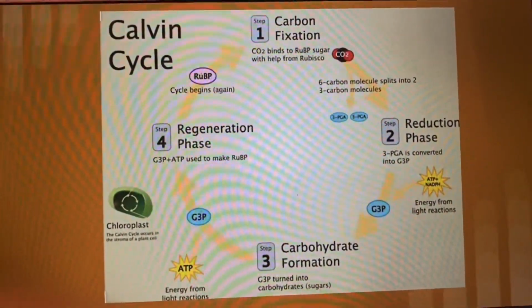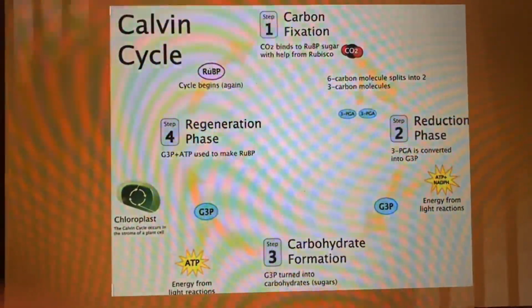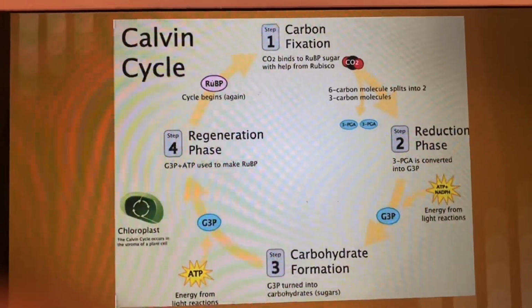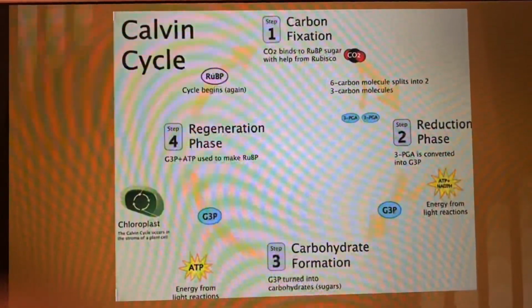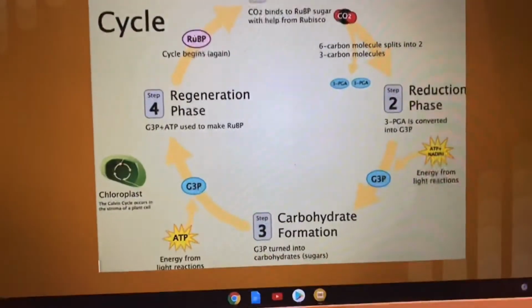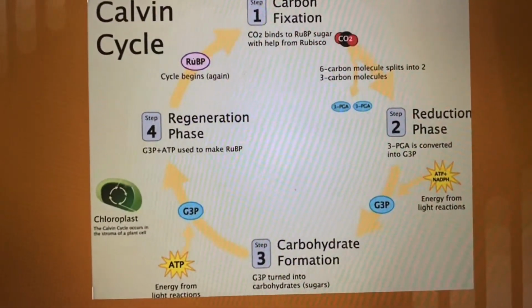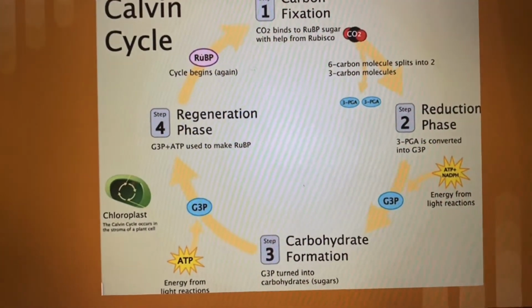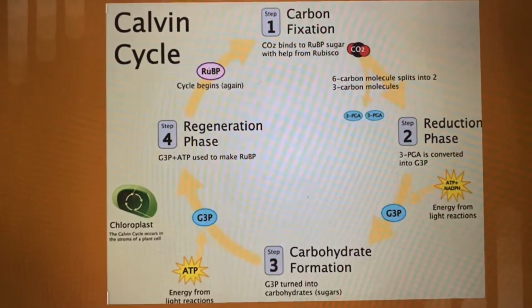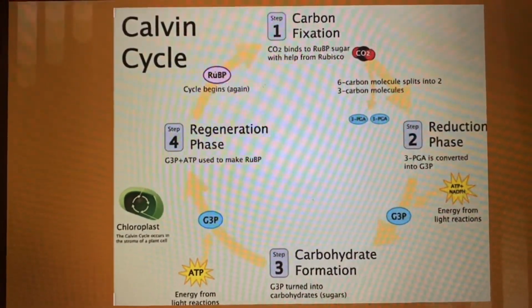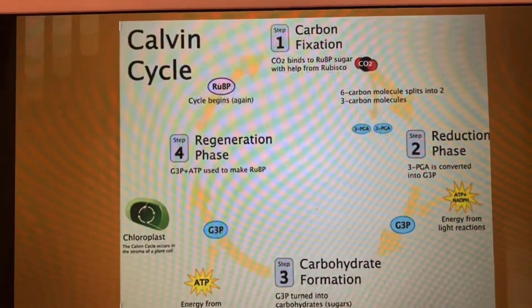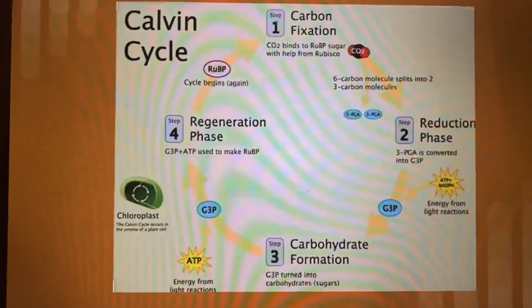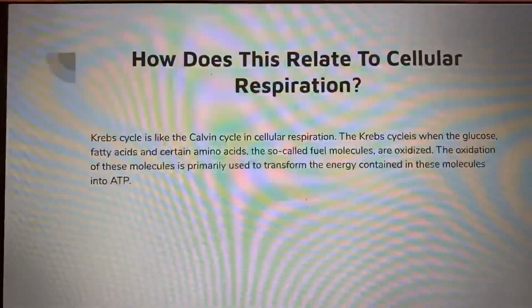And here is a graph of how the Calvin cycle works. It just basically continues. It goes in a circle. It starts with step 1, the carbon fixation, and goes down to the reduction phase, then the carbohydrate formation, and then it regenerates all over again. So it's just a revolving door basically of how it starts with making sugars and how it's released and so on and so forth.